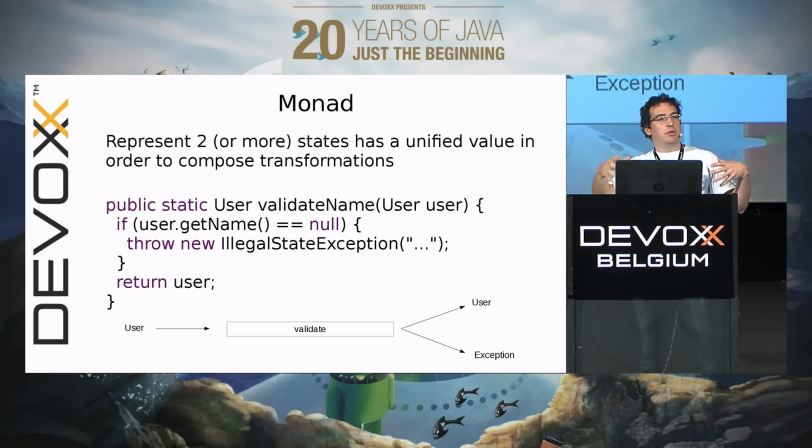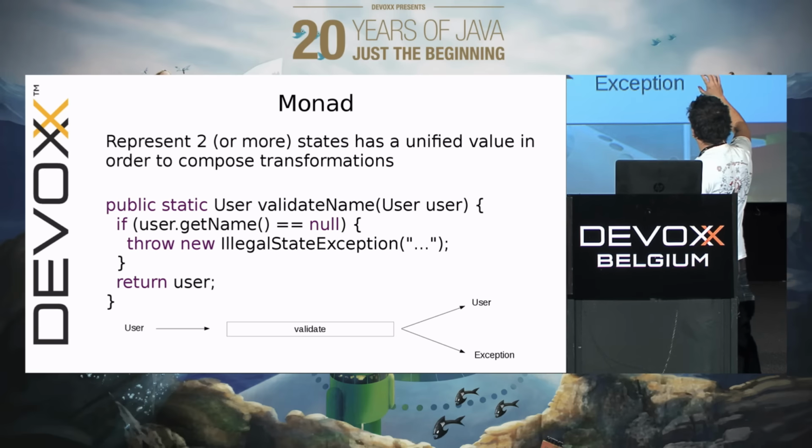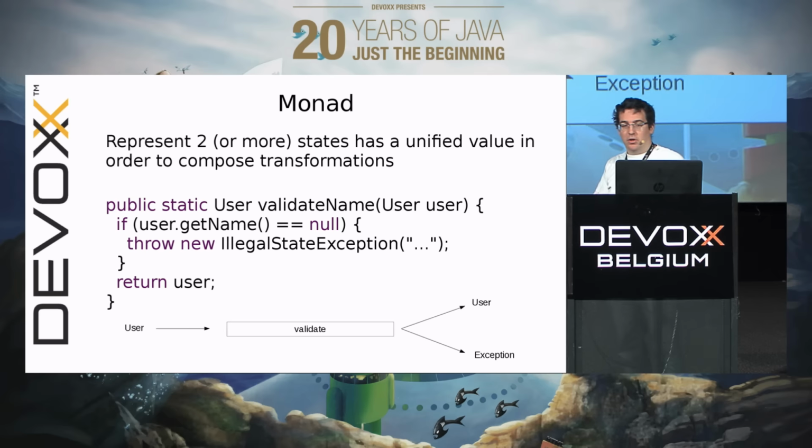It's basically what you have when you have a builder. You chain your code, and when you chain things, it returns an object of the same type. It can be the same object, or it can be an object of the same type. So I need something that is able to represent either a user or an exception. What is the design pattern for that? What is the design pattern to represent either something or another thing? It can be either something or something or something, or you can have more than two states.